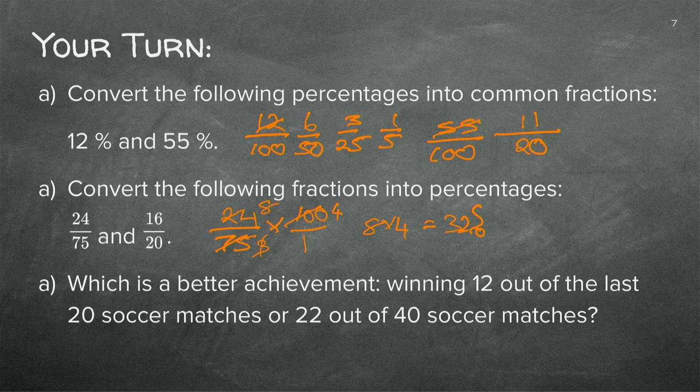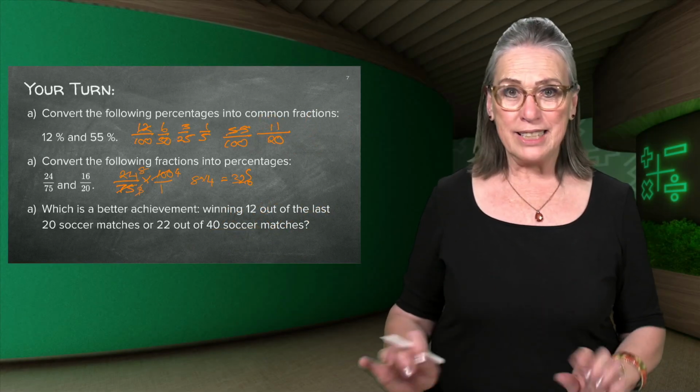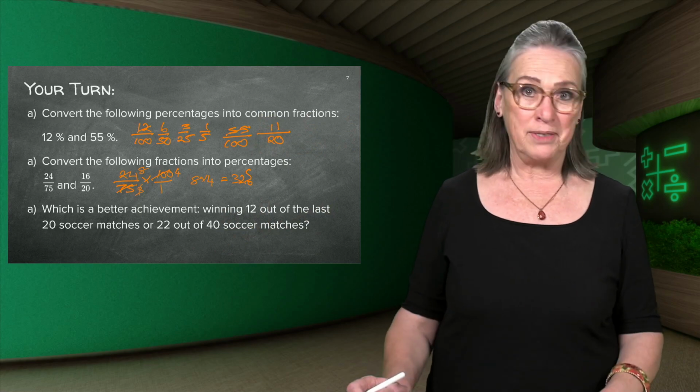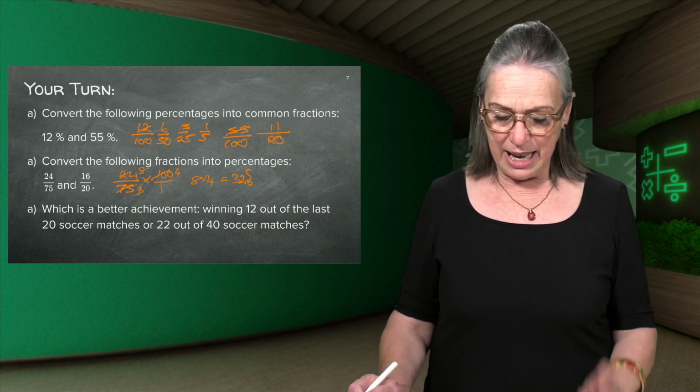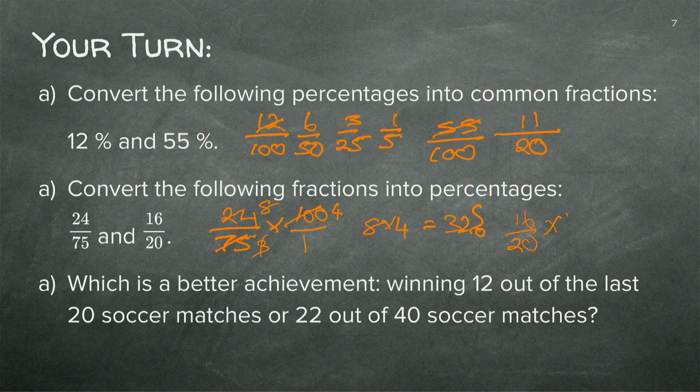I hope you all got that. If you didn't, stop and work it out. It's so much fun to play around with numbers like this. Let's do the other one. 16 over 20 times 100 over 1. Now that is easy. 20 goes into 100, 5 times, and 5 times 16 is 80%. Well done, if you got that one right.